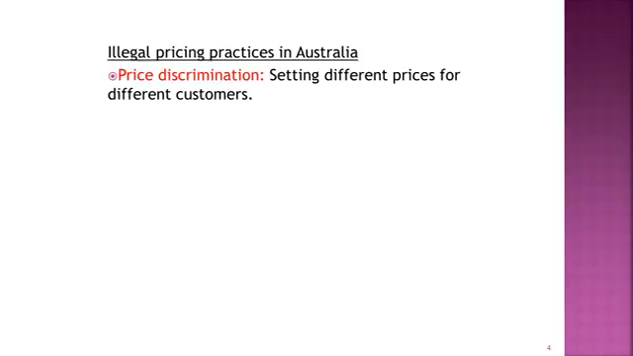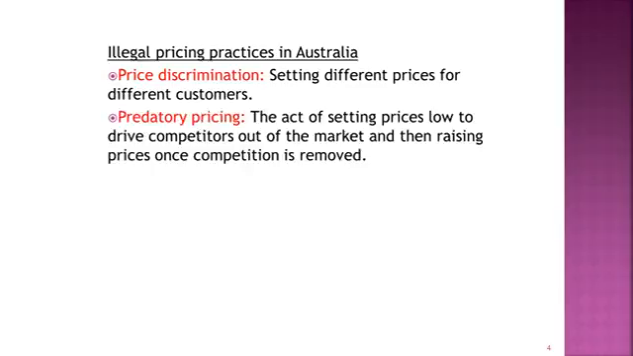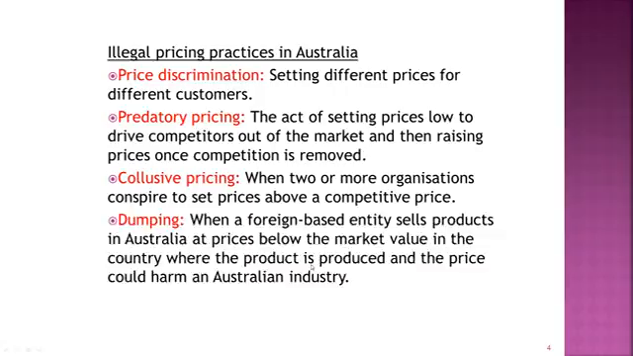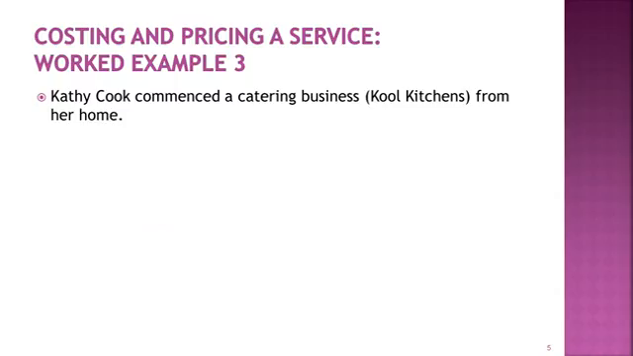Now, there are a number of illegal pricing practices in Australia. Price discrimination is one, setting different prices for different customers. Predatory pricing, the act of setting prices low to drive competitors out of the market, and then once the competitors are out of the market, raising the price. Collusive pricing, where two or more organisations conspire to set prices above a competitive price. And dumping, where a foreign-based entity sells products in Australia at prices below the market value in the country where the product is produced, and the price could harm the Australian industry.